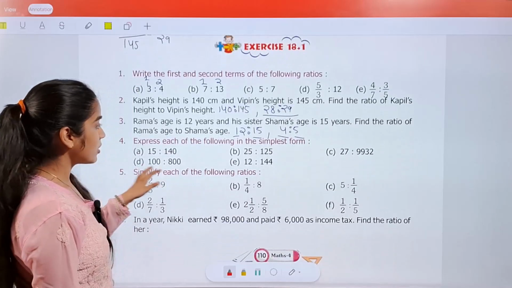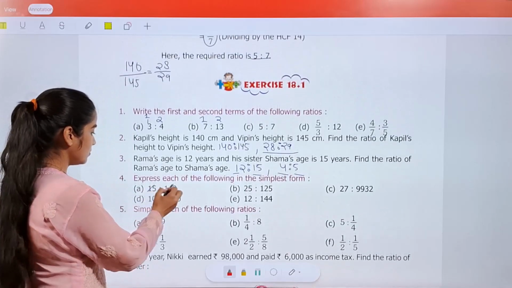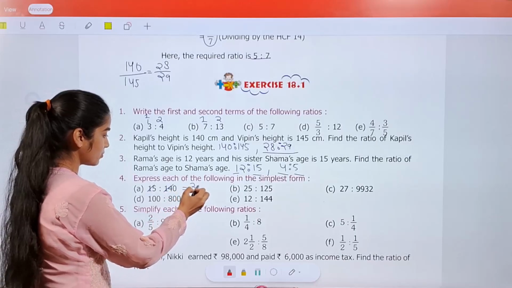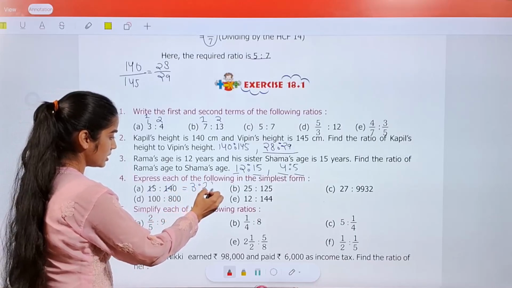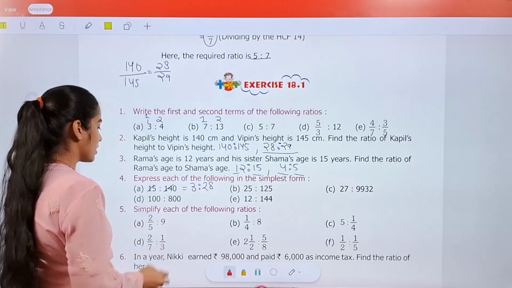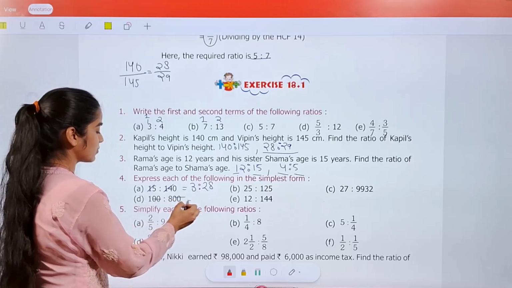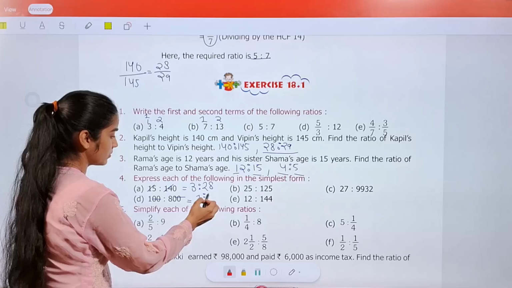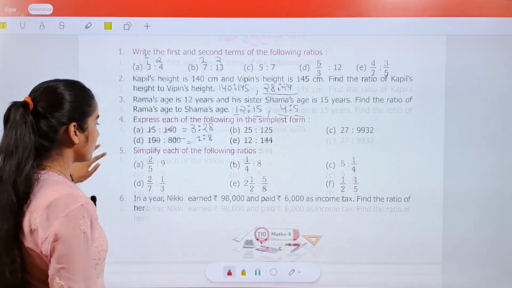Express each of the following in the simplest form. So 3:28. 100, 2 zeros are cancelled out with 2 zeros. So 1:8.